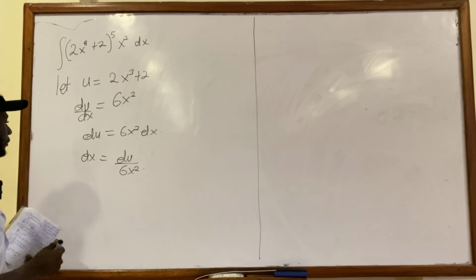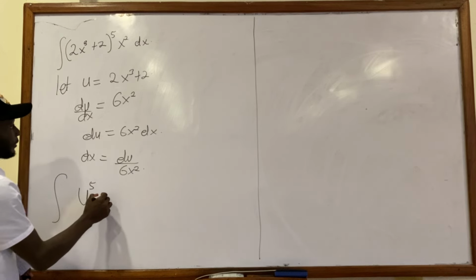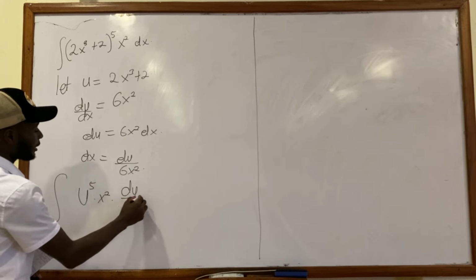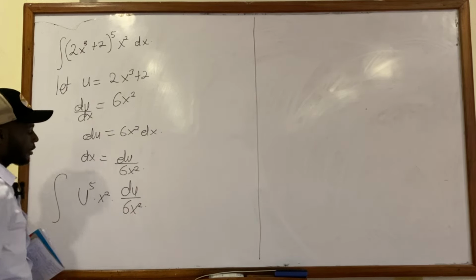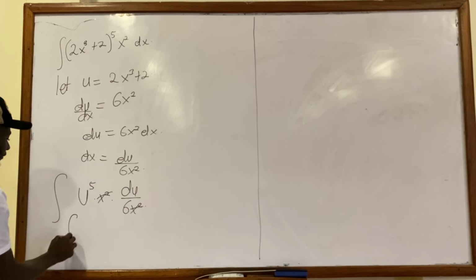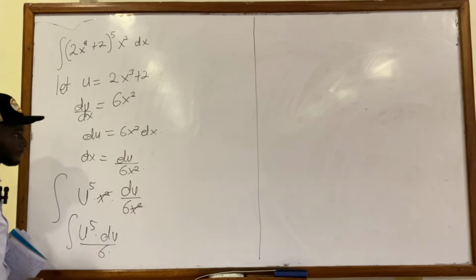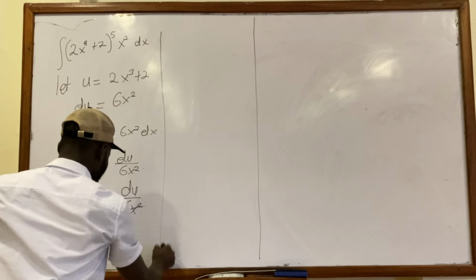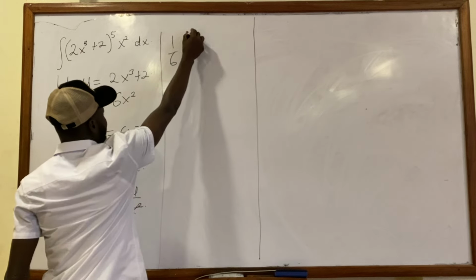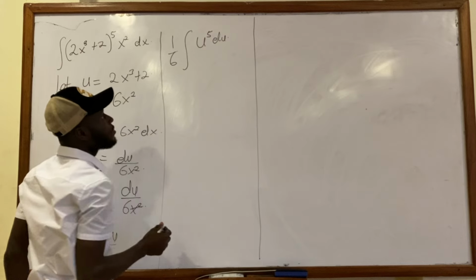So now we have u power 5 times s squared. Then the dx is now du over 6s squared. So this s squared cancels this s squared, and then we have u power 5 du all over 6. Finally, we can factorize the 1 over 6 out, so we have 1 over 6 times the integral of u power 5 du.